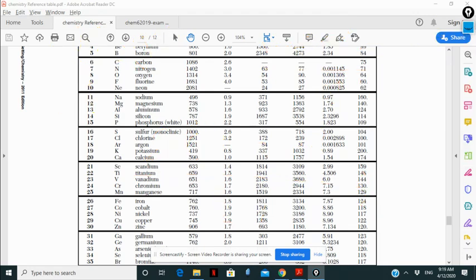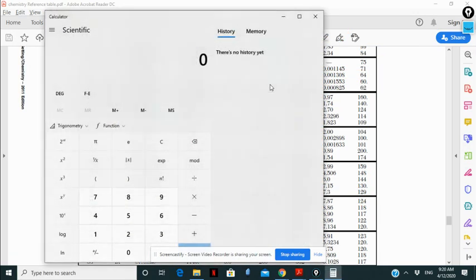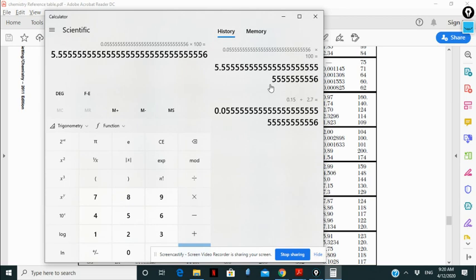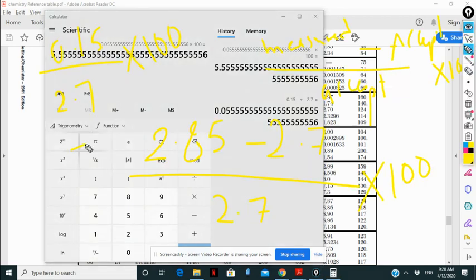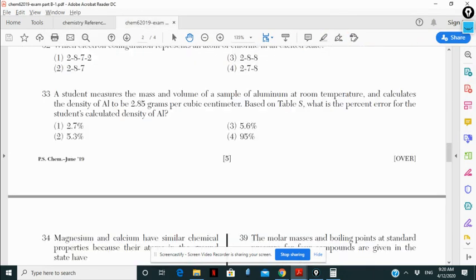I use a calculator. So 0.15 divided by 2.7 times 100 gives 5.5 rounded. So the answer should be number 3.